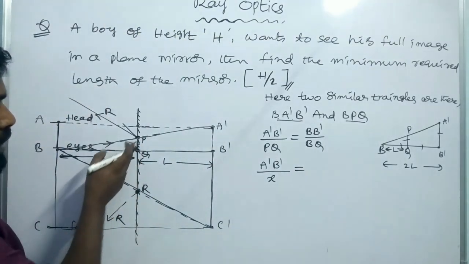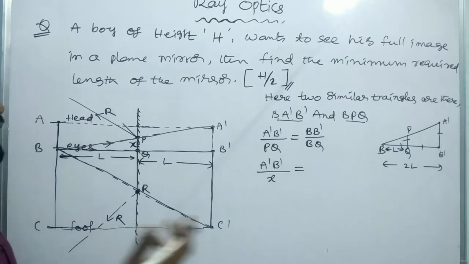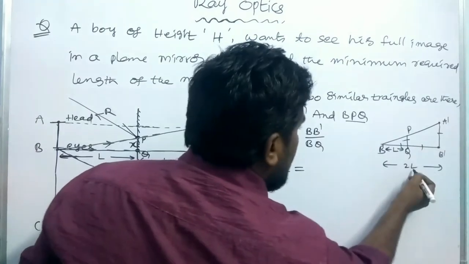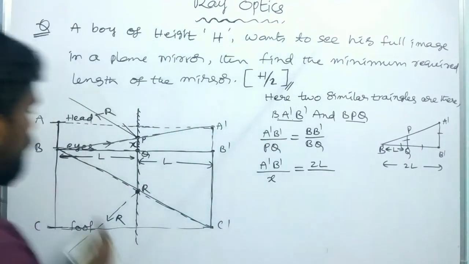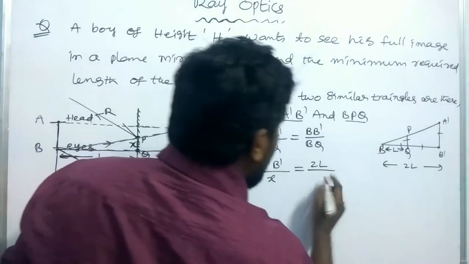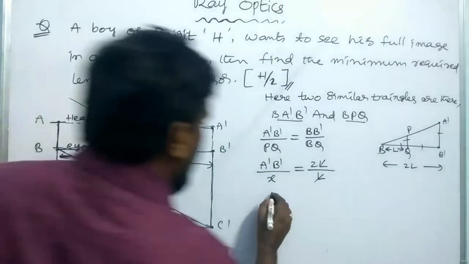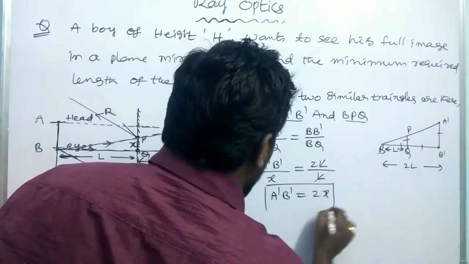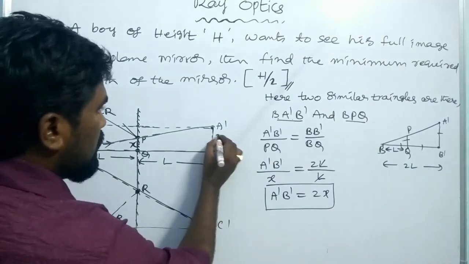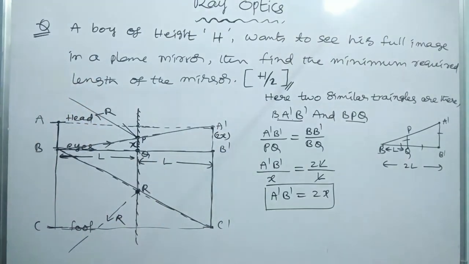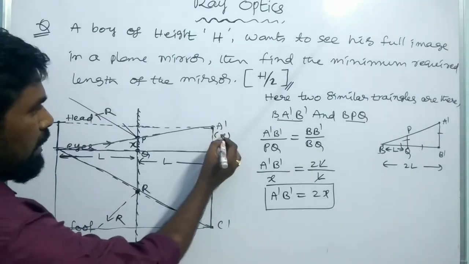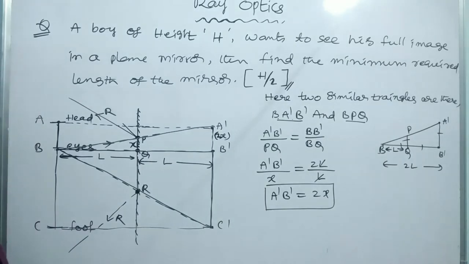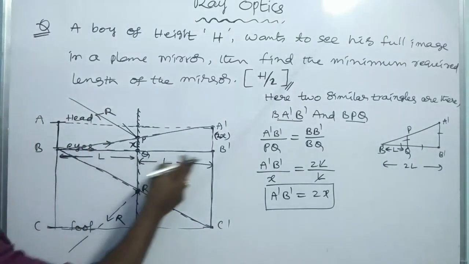We don't know the height of the mirror, so let PQ be X. B B dash is 2L, by B Q, which is L. L gets cancelled, and A dash B dash equals 2 into X. So A dash B dash is 2x, which is the length of one part of the height of the image. Now there is one more pair of similar triangles.